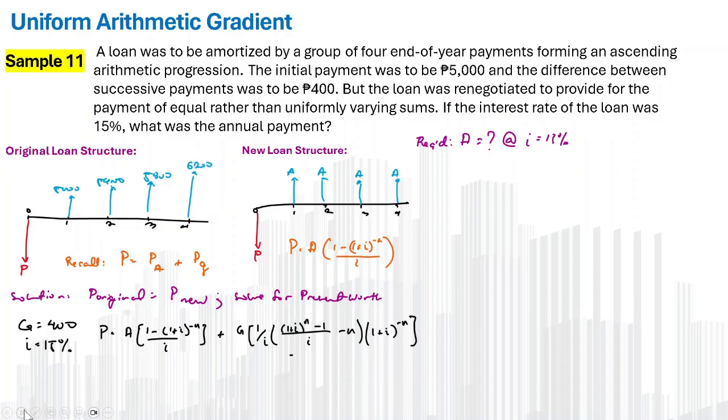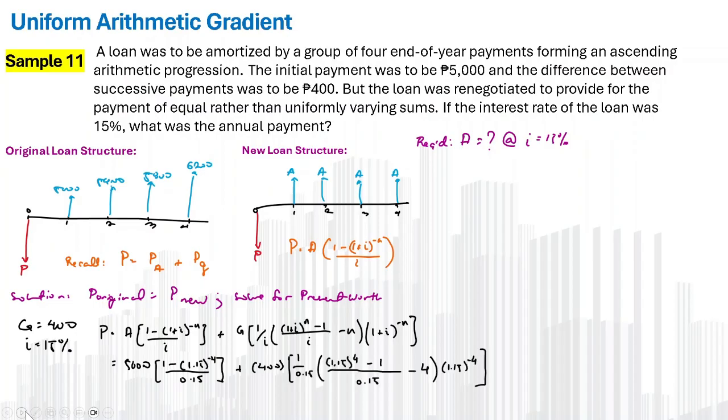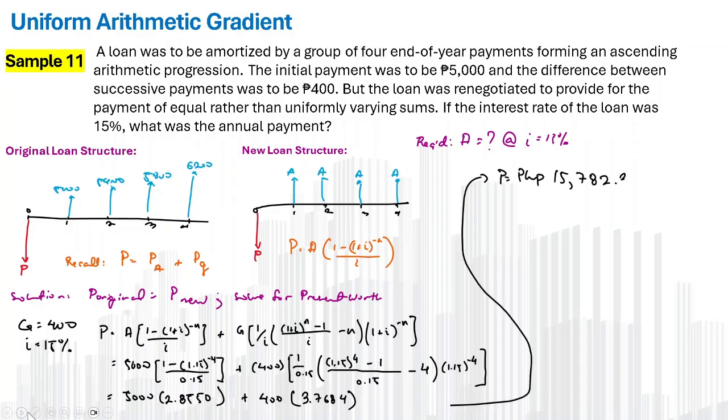Okay? And then after that, kuha natin lahat yan. We substitute the values. It should look something like this. Pretty straightforward. And then you can solve it directly and you would get something along the lines of... so I just solve it further pa. And the total present worth is around 15,782.36 pesos.